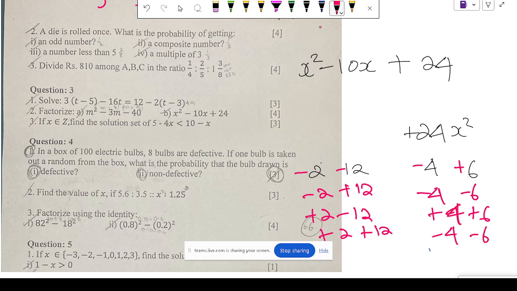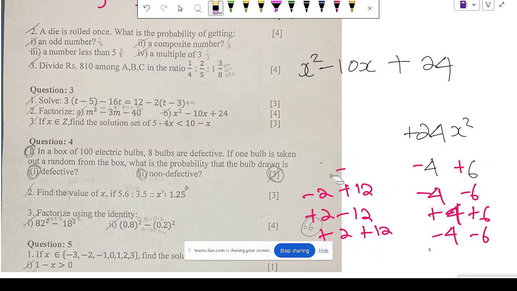Now tell me the combination for the first one. Do we get minus 10? Minus 2 and minus 12 gives... Yes, sir. No. Minus 2 and minus 12. What do we get when you add them? We get plus 10x. Minus 2 minus 12. Yeah. Add them. Plus 14x. So minus 14. Is it correct?